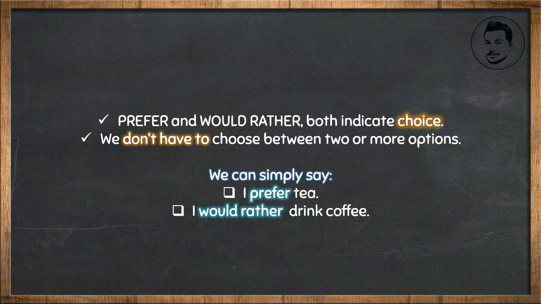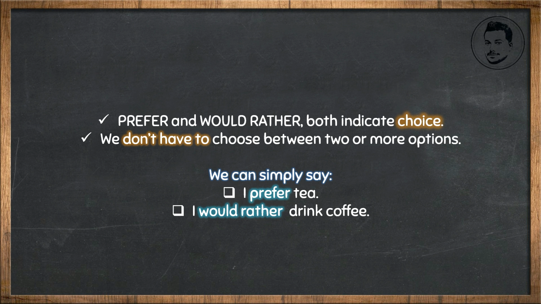For instance, I prefer tea. I don't need to say I prefer tea to coffee. No, that's not a necessity. Or I could say I would rather drink coffee instead of saying I would rather drink coffee than tea. I don't need to say that. I can just say I prefer blah blah, I would rather blah blah blah.